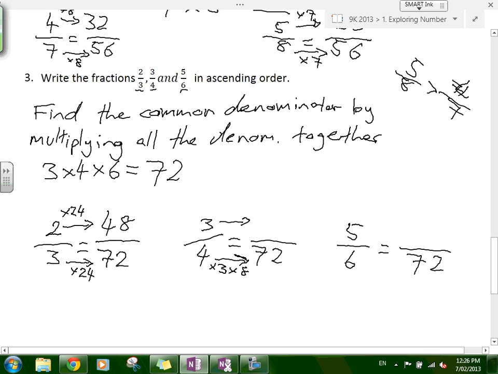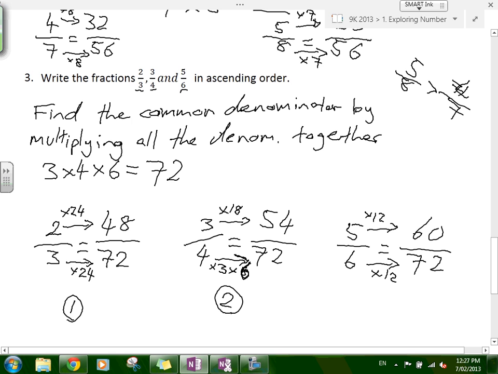So it's going to be times 18, which is 3 times 8, right? 54. And then this one, we times both top and bottom by 12. So we end up with 60. Which is the biggest of the three? Yeah, so it's actually in ascending order already. This is 1, this is 2, and this is 3.